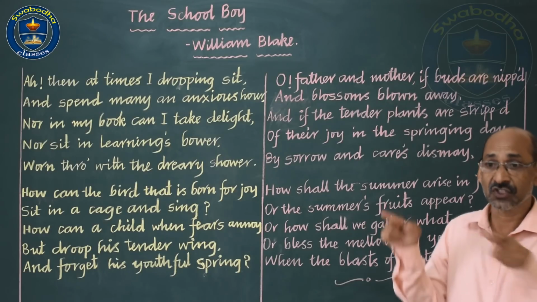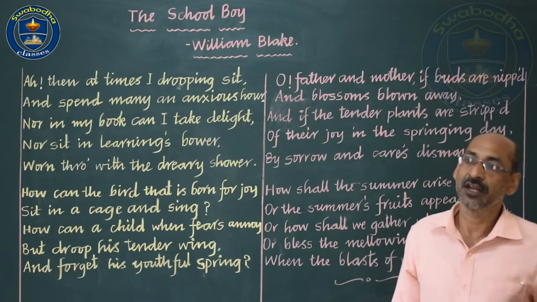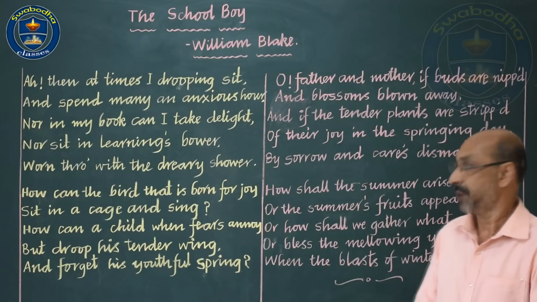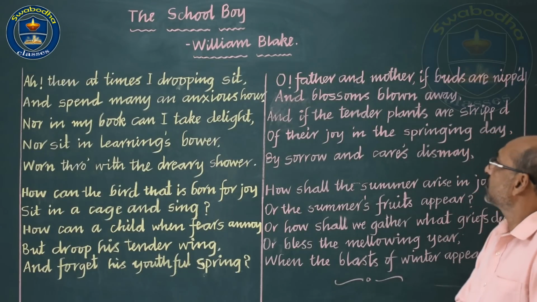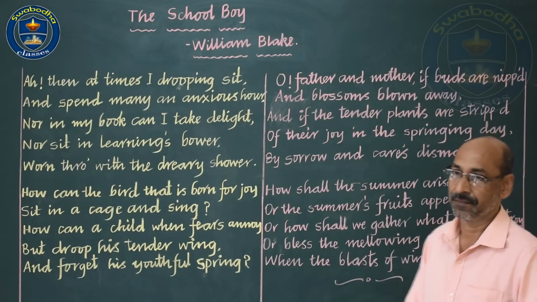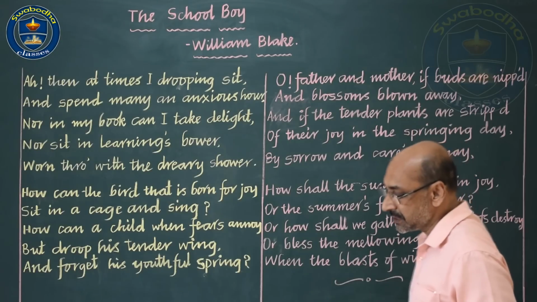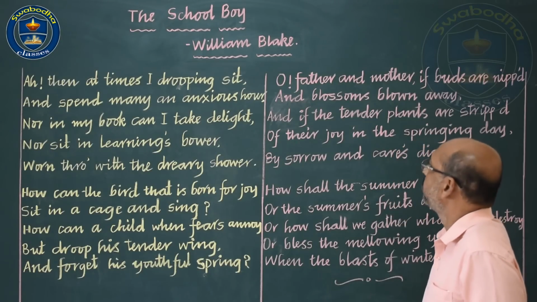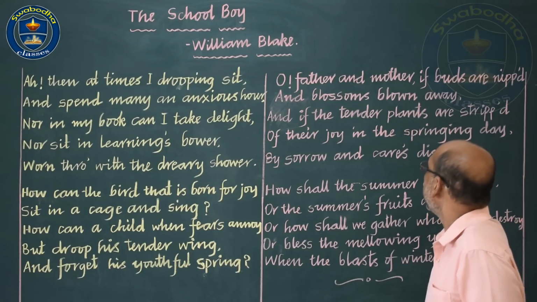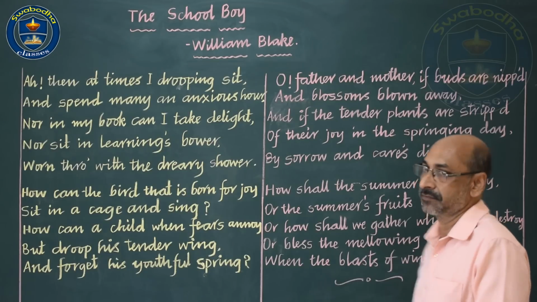Of course, this question is directed at no one in particular. That is why it becomes a rhetorical question. But it is not so in the next stanza. Let me read the 5th one. Oh, father and mother, if birds are nipped and blossoms blown away, and if the tender plants are stripped of their joy in the springing day by sorrow and care's dismay.